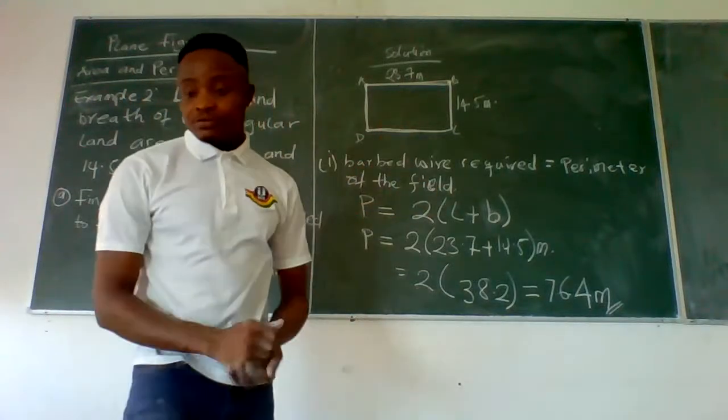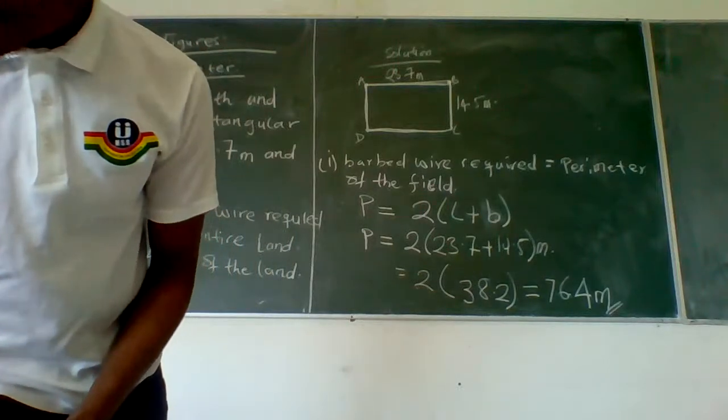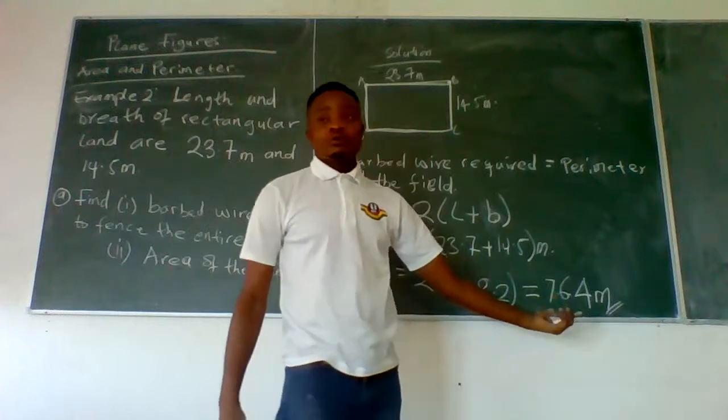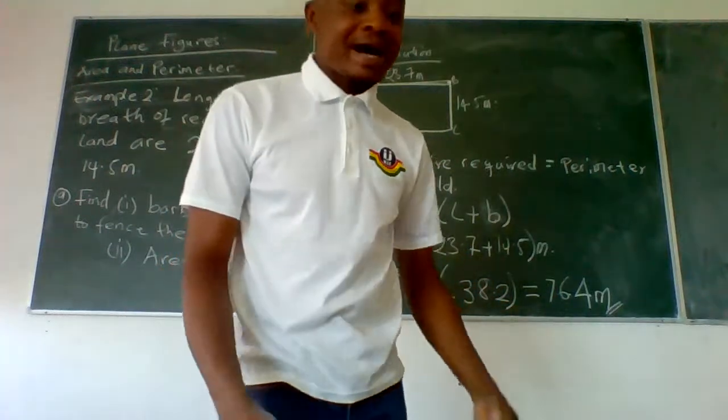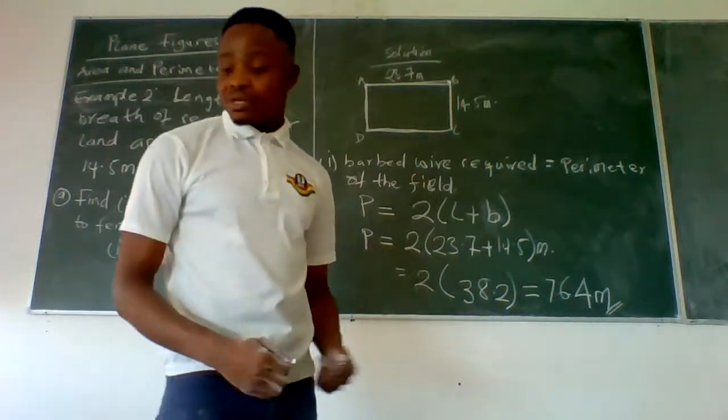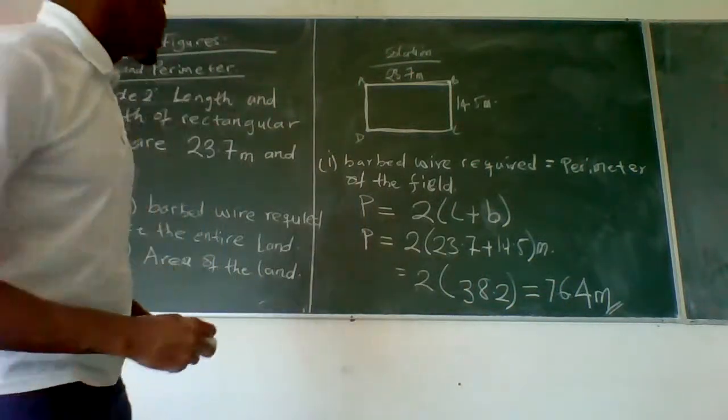So if you are going to buy this wire, you just tell your mom you need this length, so that your mom will not waste money buying something like 100 meters. This will just give you the accurate length that you need to cover.